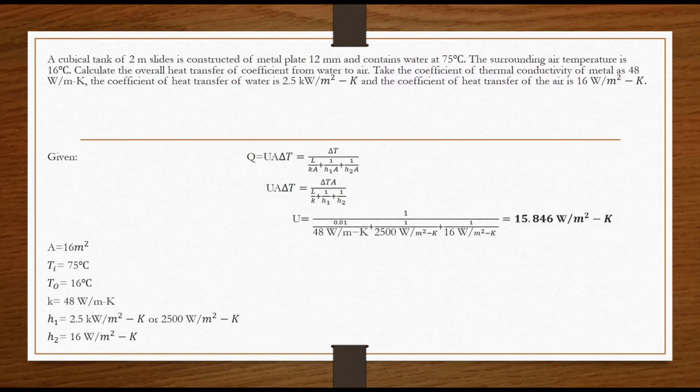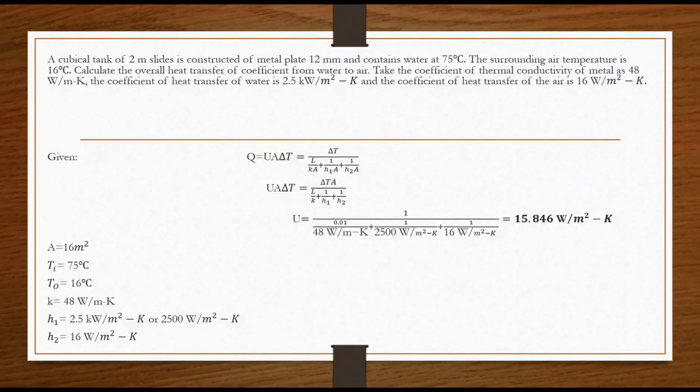A cubical tank of 2 meter sides is constructed in metal plate 12 mm thick and contains water at 75 degrees Celsius. The surrounding air temperature is 16 degrees Celsius. Calculate the overall heat transfer coefficient from water to air. Take the coefficient of thermal conductivity of the metal as 48 watts per meter Kelvin.